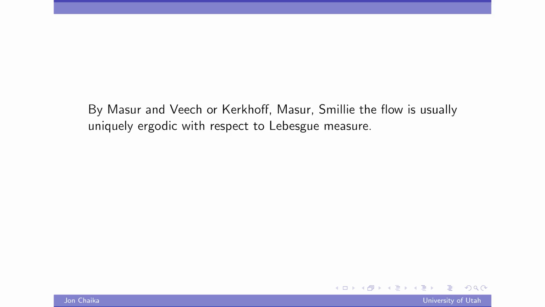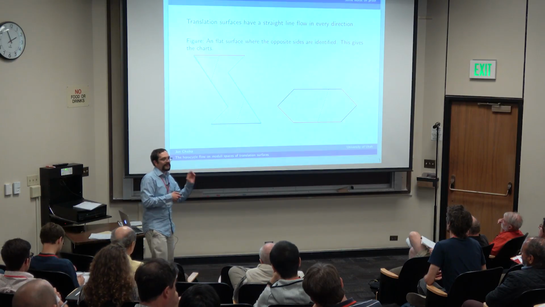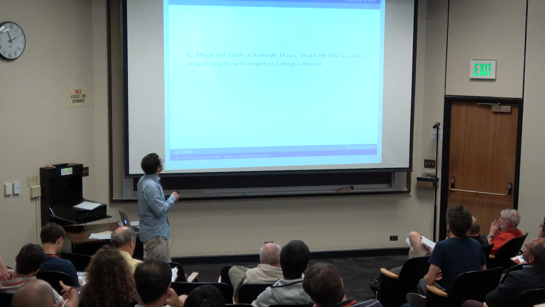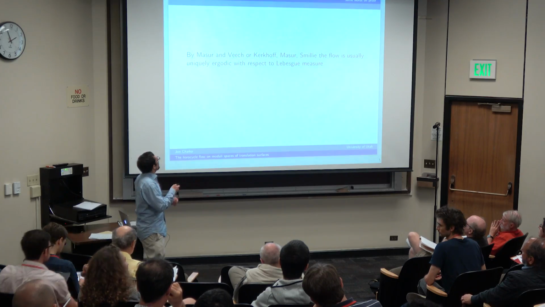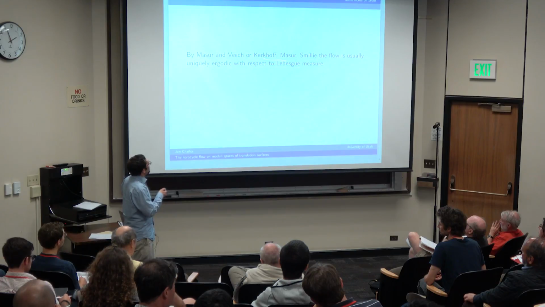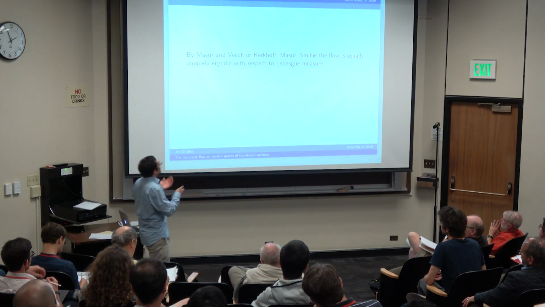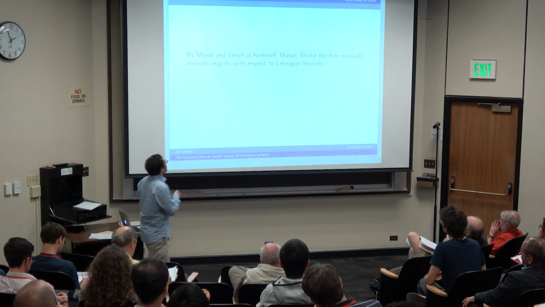And it turns out that this straight line flow is typically uniquely ergodic. It typically equidistributes in the translation surface, and that's by results independently of Masur and Veech, if you look at the typical flow on the typical surface, and by Kerckhoff, Masur, and Smillie, if you want to fix your surface and talk about the typical flow on those. But in any case, in large generality, the flow is usually uniquely ergodic.